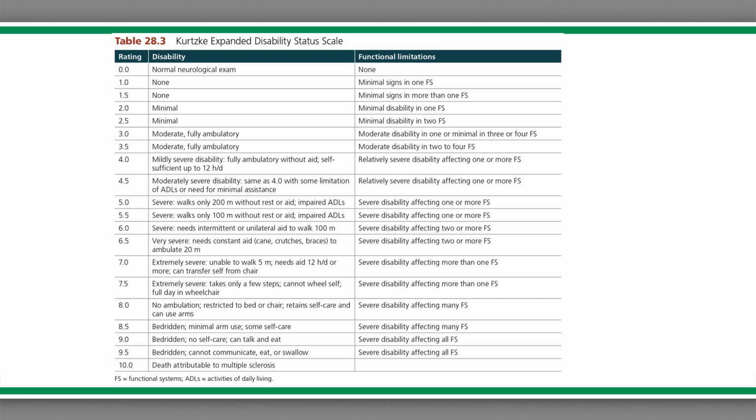So here's your Kurtzke expanded disability scale. This is broken down. I put it in a picture, 0 to 10. This is really expanded. Okay, so in those papers, you're going to see most of the time they'll say that they're in the EDSS, expanded disability status scale, as 3, moderate, fully ambulatory. And then it'll identify that if they're a 3, they're moderate disability in 1 or minimal in 3 or 4 functional systems. So that just allows you to know what disability level that individual is in that research project, so you can compare.